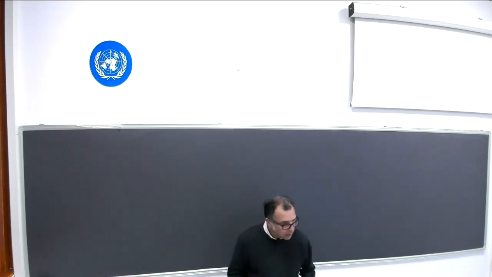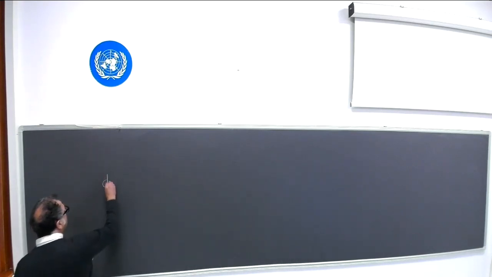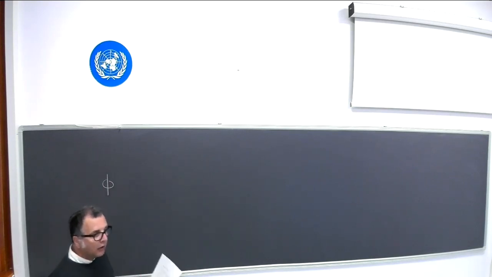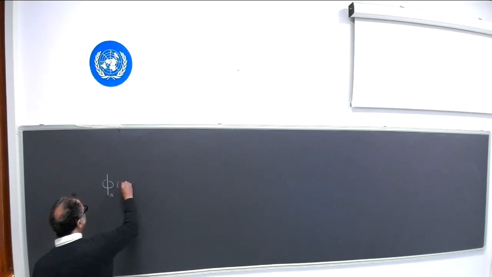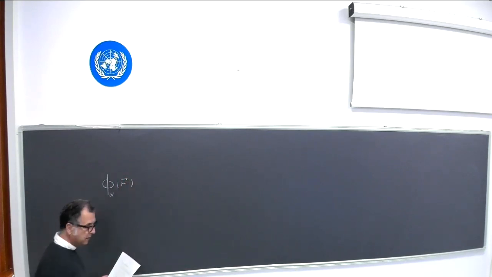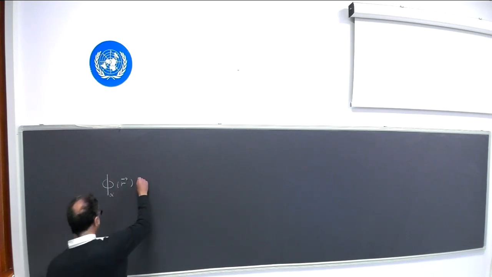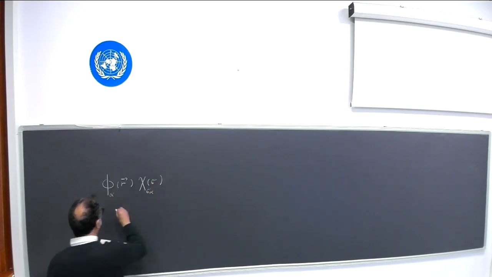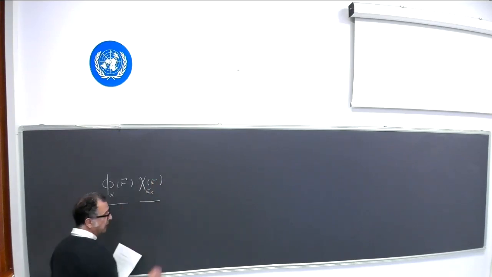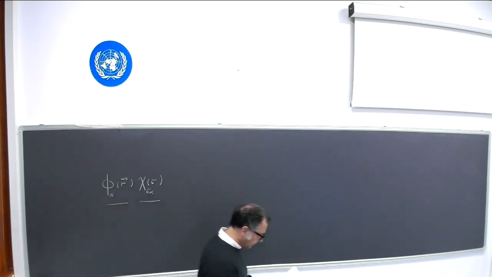Each electron will be described by some wave function. Then if we ignore any spin orbit or other effects, it will have an orbital part, which I just write as a wave function, and a spin part. So this is the orbital contribution. This is the spin contribution.